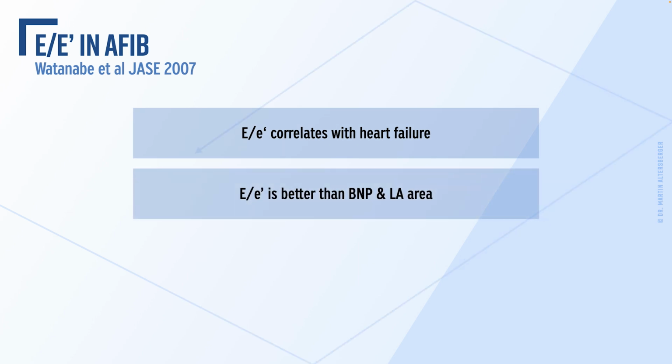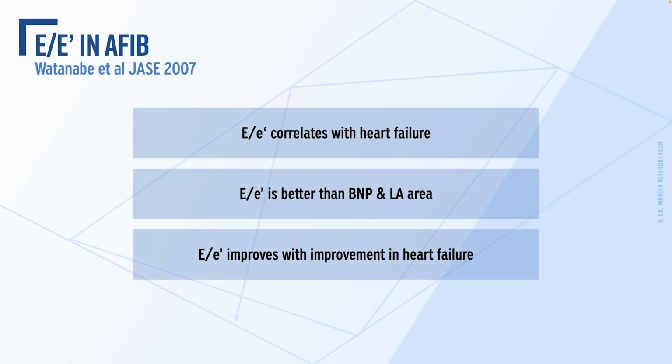And here is an example that E to E prime in atrial fibrillation does correlate with heart failure. E to E prime is better than the NT-proBNP and left atrial area if you want to see how filling pressures are actually in patients with atrial fibrillation. And E to E prime improves in patients with heart failure. So E to E prime in patients with atrial fibrillation, also with heart failure, of course, can be used. Keep in mind, the cutoff value is defined by a medial measurement. We will also discuss this in a later stage.